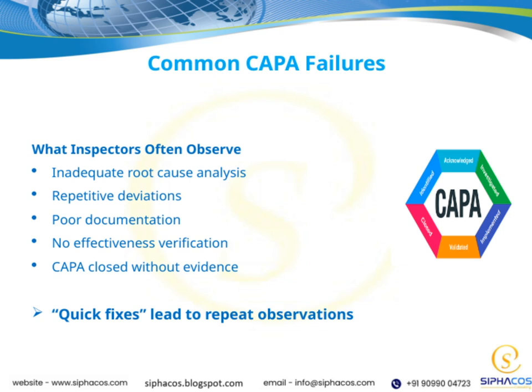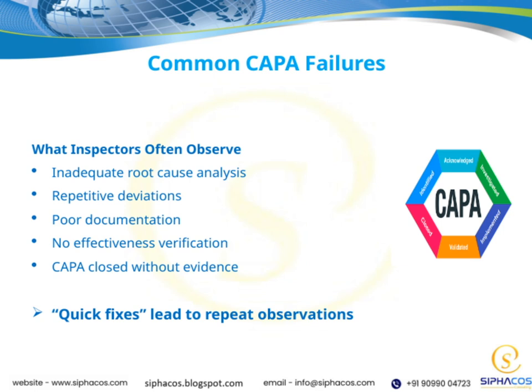Poor documentation is also a common concern. If actions, investigations, or decisions aren't properly documented, it becomes difficult to verify that appropriate steps were taken, and it raises questions about compliance and accountability. We also see instances where no effectiveness verification is performed after implementing CAPAs. Without verifying that the corrective actions actually work, we can't be confident that the issues are truly resolved. Additionally, sometimes CAPA is closed out without sufficient evidence. This means closing the case prematurely without confirming that the problem has been effectively addressed.